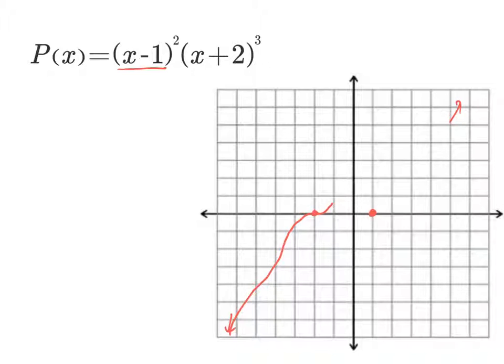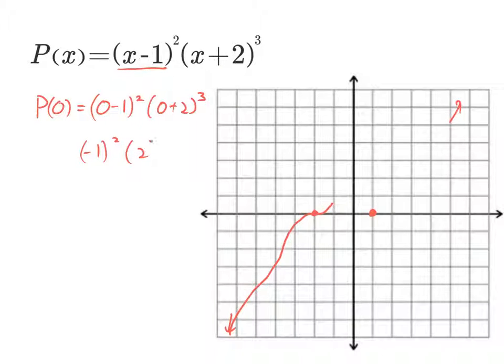Oh, we should probably figure out our y-intercept. If I want a y-intercept, I set x equal to 0. So if I set x equal to 0, we end up getting 0 minus 1 squared multiplied by 0 plus 2 cubed. That gives me -1 squared multiplied by 2 cubed, which ends up being 1 times 8, which is 8. So my y-intercept is 8, so that means it's going to go up here. So my graph is going to go from here, and it's going to go up this way.